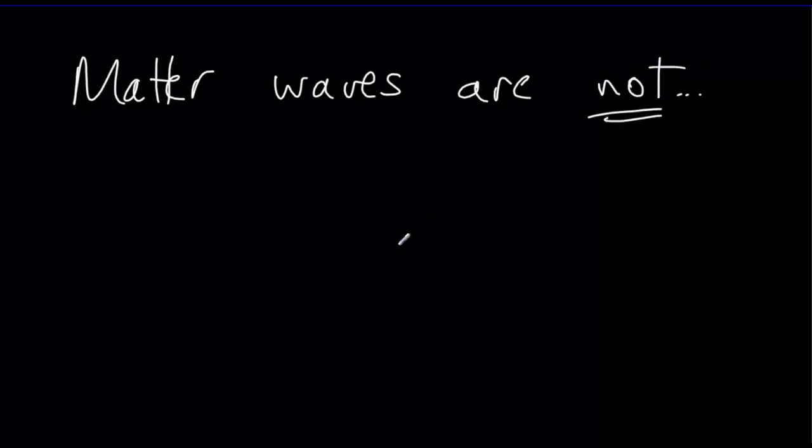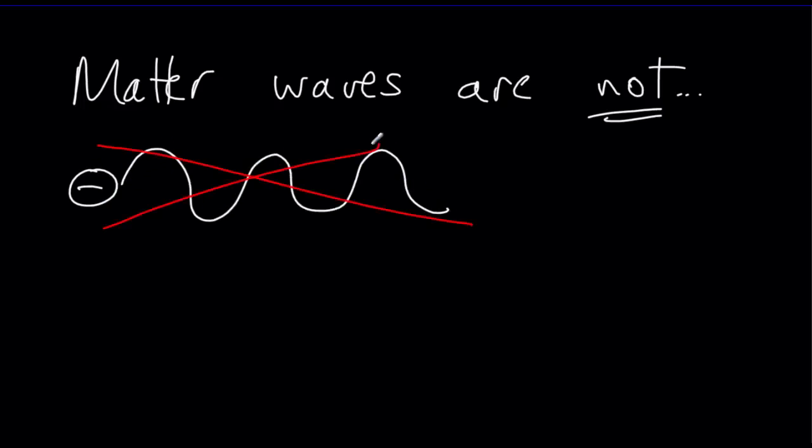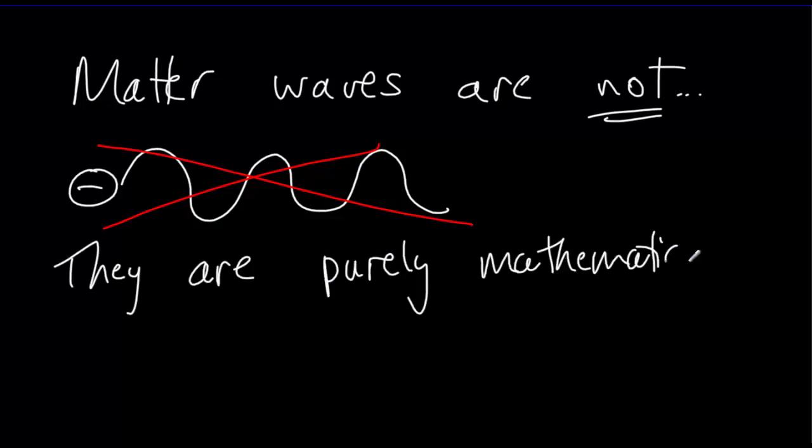So if we're considering the matter wave for an electron, a matter wave is not an electron bobbing up and down. That's not true. These matter waves are purely mathematical. And what that means is they don't describe localized electrons. They only describe the probability of finding electrons in different places.